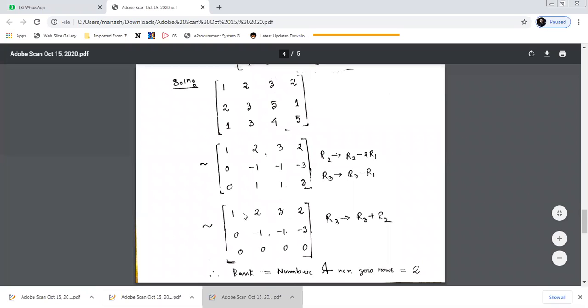So how many non-zero rows are there? 2 non-zero rows are there. This is not a non-zero row because all the elements of this row are equal to 0. So there are 2 non-zero rows. So the rank of the matrix is equal to what in this case? 2.